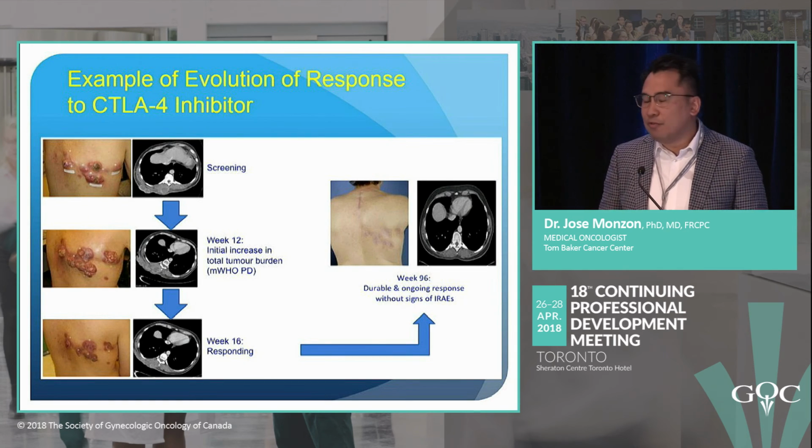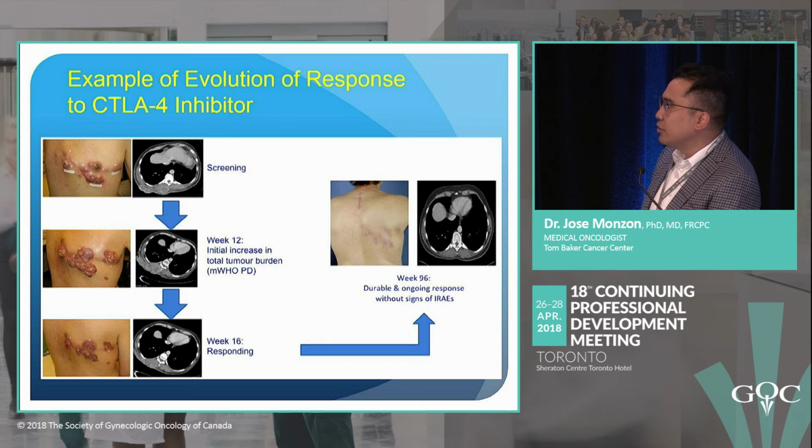So this is an example of a clinical pseudoprogression. Here's a patient that had severe cutaneous mets at baseline, was treated with ipilimumab, and after 4 weeks it actually looked like their disease flared. The thing is that this initial increase ultimately pushed this patient off the study because he was deemed progressive based off modified World Health Organization criteria.